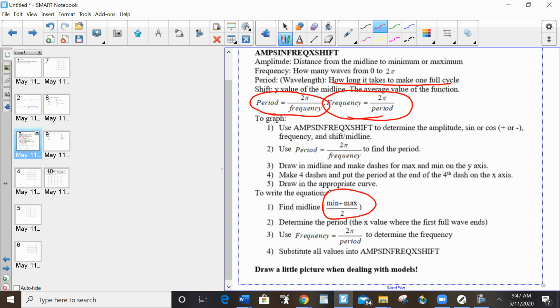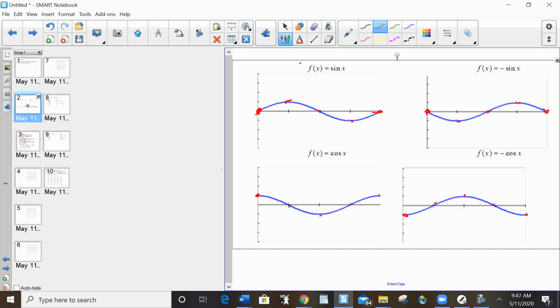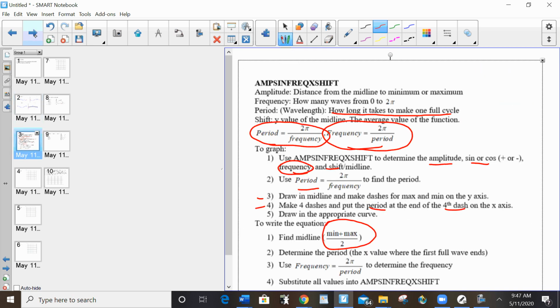When I'm graphing, I'm going to use amp, sine, freq, x, shift to get all the important pieces of information. Then I'm going to find the period using 2 pi over the frequency. And again, I found the frequency in part 1 here. Now I'm going to draw on the midline and make dashes for my max and min. For my x-axis, I make 4 dashes, and I put the period at the end of the 4th dash. Once I have that, I go back to my appropriate wave, and I draw it in.